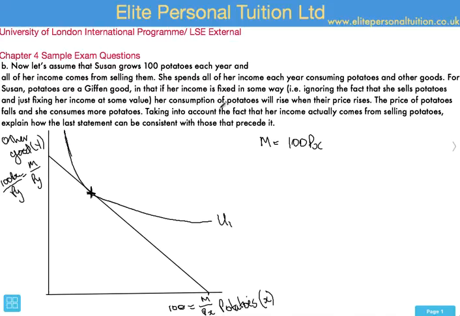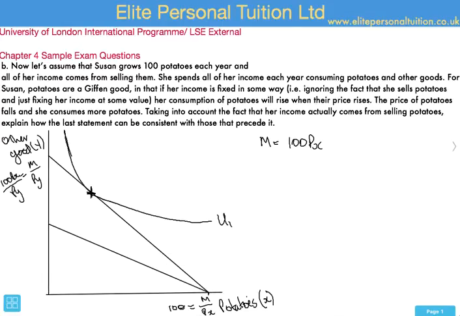Okay, so when the price of the potatoes decreases, how do we show that on here? Well, it's going to affect this intersection, and it's going to make it lower, because it's going to reduce the numerator, and when you reduce the numerator of a fraction, it gets smaller. So it might move us to, say, here.